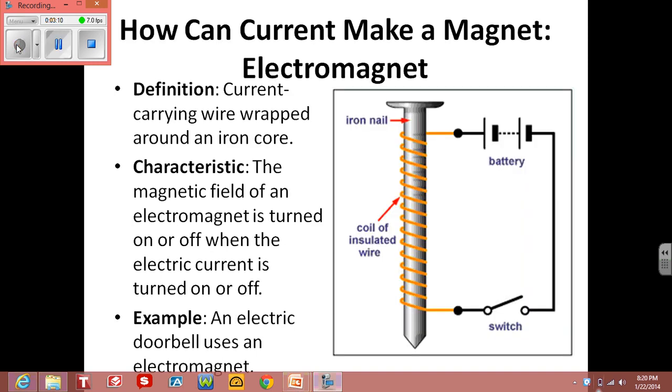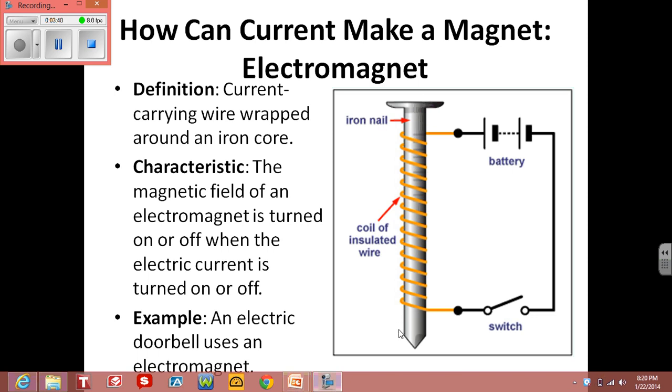Okay, let's examine our first device. How can current make a magnet? This first device that we're going to look at is called an electromagnet, which is just basically a current-carrying wire. It's wrapped around an iron core. And once you connect these pieces to an energy source, such as a battery, you are going to create a magnetic field around this wire, which in turn creates a magnetic field around this iron nail, which will then magnetize this iron nail.